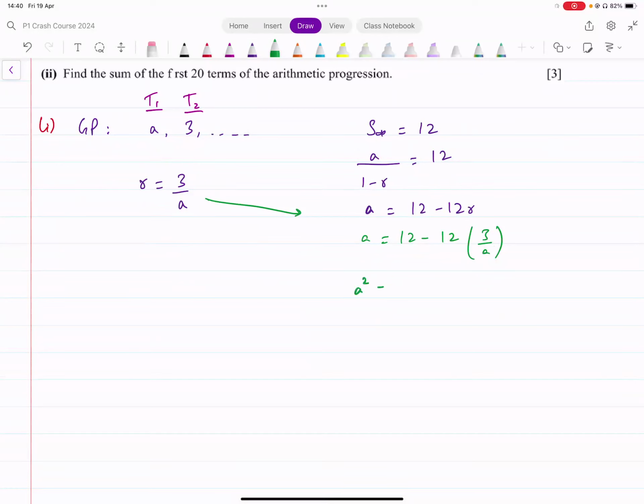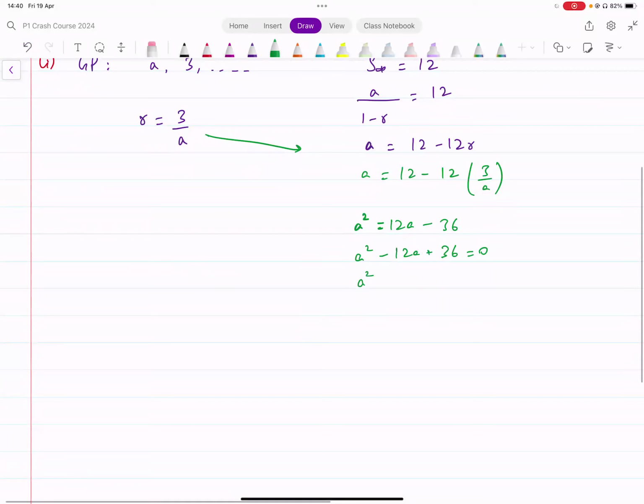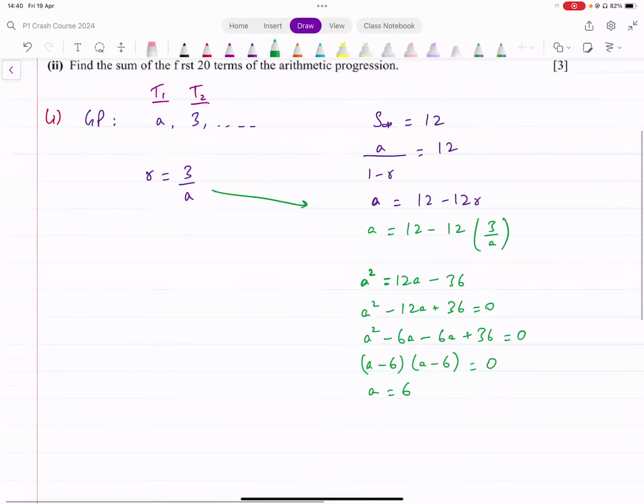And that gives us A squared equals 12A minus 36. And that's a quadratic equation that you can solve. A squared minus 12A plus 36 equals 0. How do you solve this quadratic equation now? Can we factorize? We can. It becomes A squared minus 6A minus 6A plus 36 equals 0. And that gives us two factors, A minus 6 into A minus 6 equals 0. The value of A turns out to be 6.